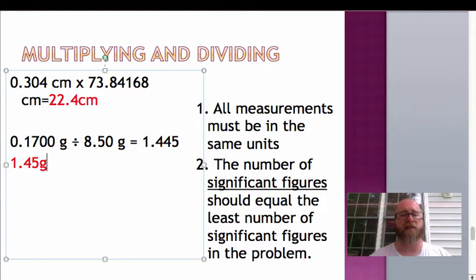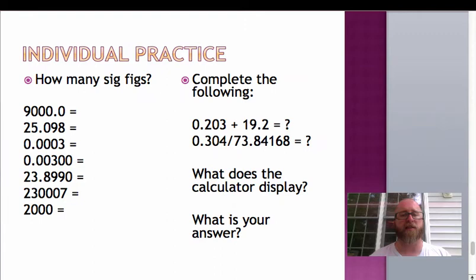Okay? Let's do a practice run here. First of all, how many sig figs in each of these? I'm going to do a couple of these, and then I'm going to stop and let you do the rest of them, and then we'll do both of these together. Okay? So for this first one, we have 9,000.0. This decimal point makes all of these zeros significant. So we have 1, 2, 3, 4, 5 significant figures. How about the next one?